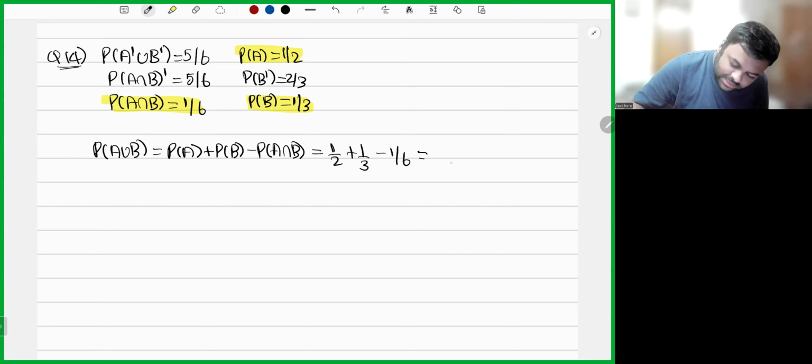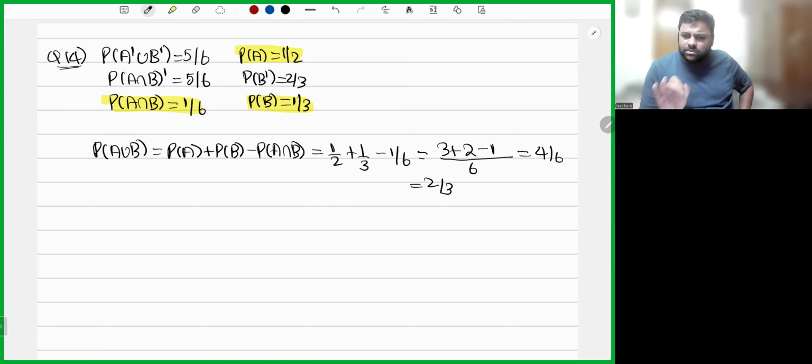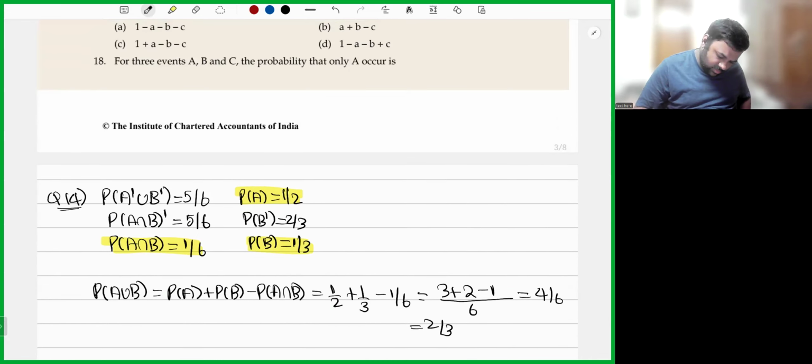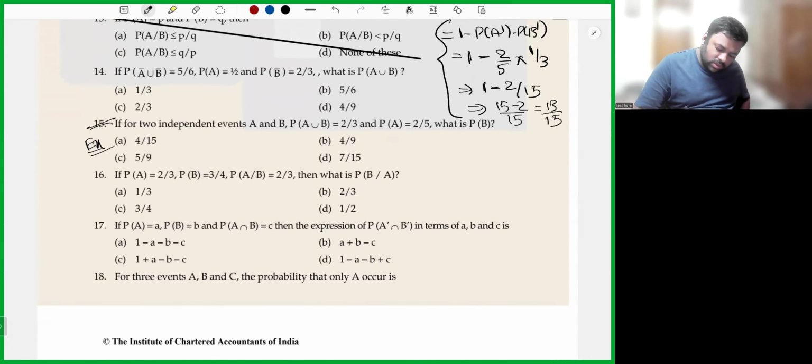So my dear friends, what is the LCM here? LCM is obviously 6. 3 plus 2 minus 1. So 4 by 6, which is nothing but 2 by 3. Simple question. Yes, sir, simple question. Nothing much difficulty here. So 2 by 3. Next.